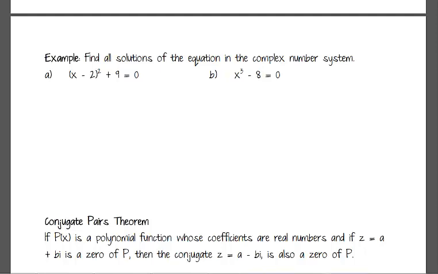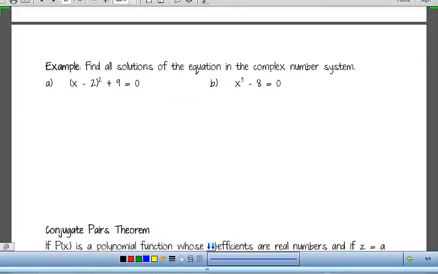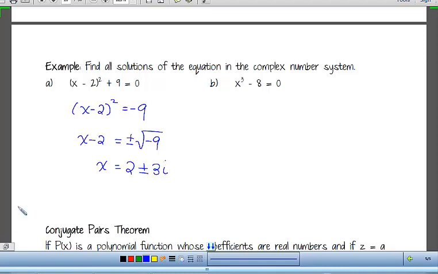So how are we going to find these zeros? Just a review: find all solutions of the equation in the complex number system. This is something we should be comfortable with already. I can solve this first one by extracting square roots. We say (x minus 2) squared equals -9. Then what can I do? Take the square root of both sides. So that's plus or minus the square root of -9. And of course the square root of -9 is going to be what? 3i. Plus or minus 3i. And so there are 2 solutions: x equals 2 plus 3i and x equals 2 minus 3i. We had a 2nd degree polynomial.